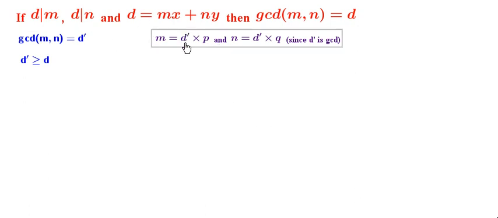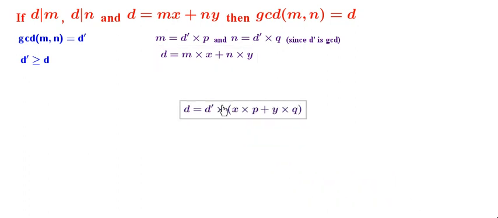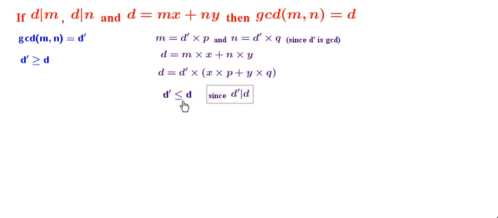Now if we substitute these values of M as well as N in this equation, D is equal to Mx plus Ny, then we will get this: D is equal to D dash times (xp plus yq). In other words, we can say that D dash divides D, and from this we can establish this particular result: D dash is less than or equal to D. Now if we combine this as well as this, then we will get D dash is equal to D. So we have just shown that this particular theorem we have just proved it, right?